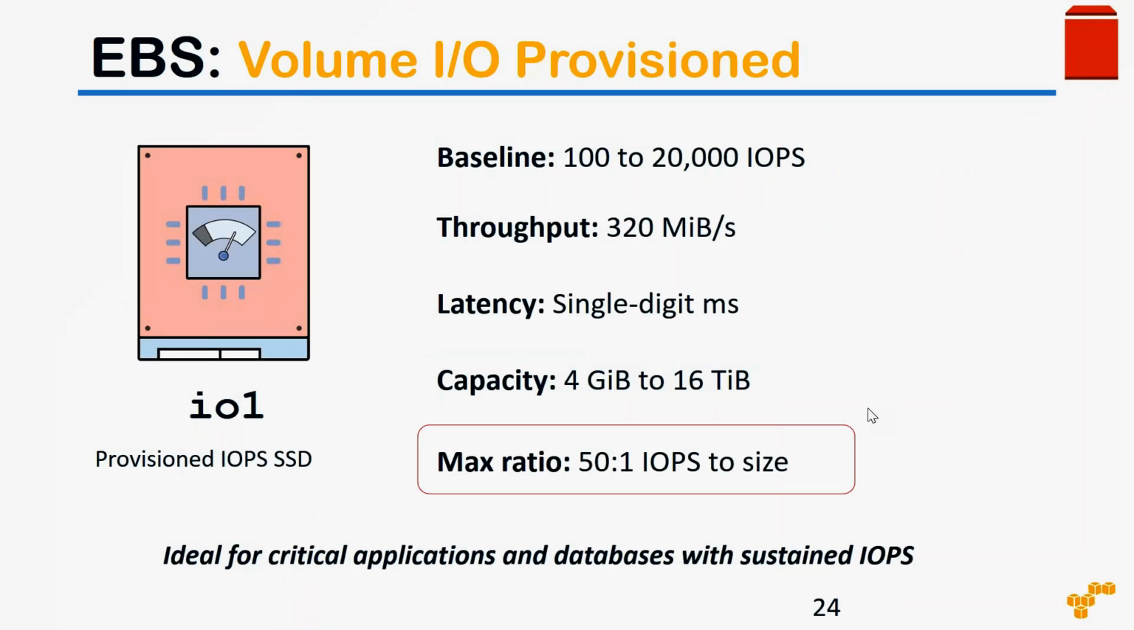When we move forward, we are talking about IO1, that is a solid state disk. Here, IO performance is more important when we are talking about SSD disks. In this case, the max ratio is 50:1. That means that you can scale up to 1:50, so 50 times more performance that you can achieve. Ideally, it is suited for critical applications and databases with a very high IO.